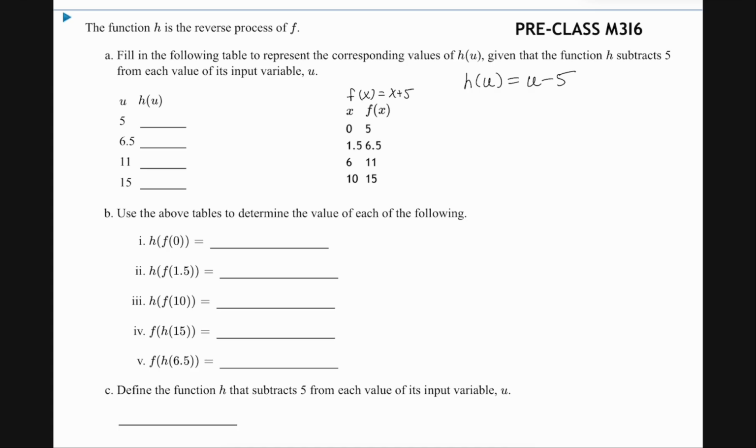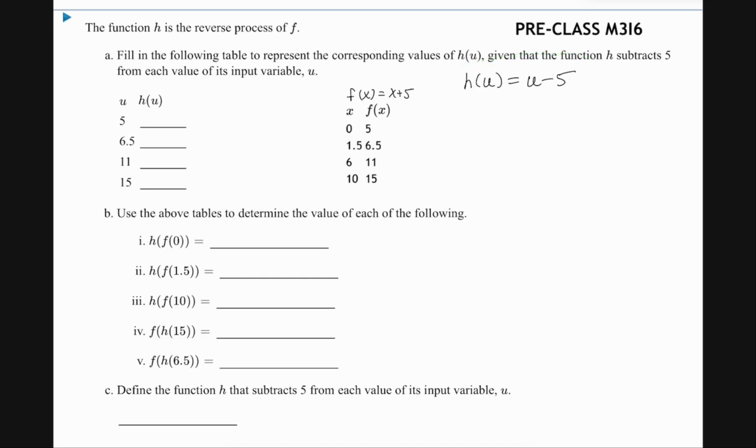Now, again, please note that your numbers and my numbers might not be the same, but let's read what it says. We have this function f, which is x plus 5. We're just adding 5 to our x values to get our y values. So here's a little chart of those values. And it says function h is the reverse process of f. So h of u would subtract 5 from the input value of u. I've written a function over here on the side to guide us.